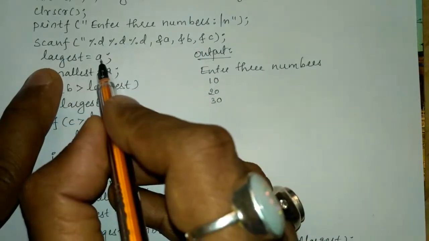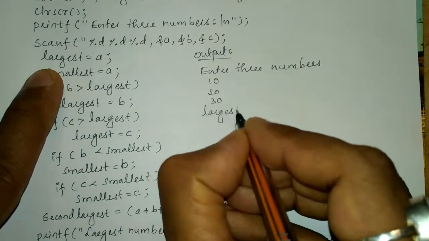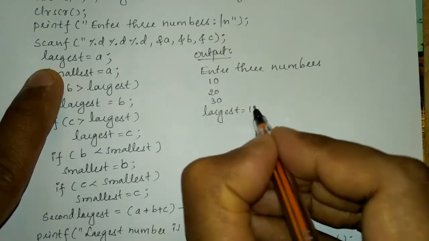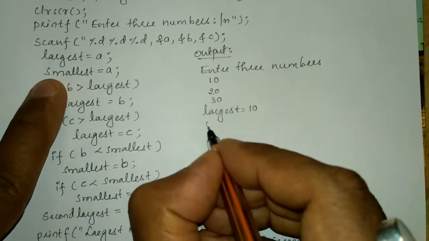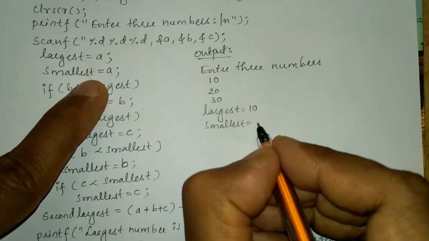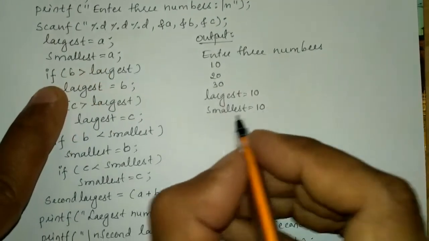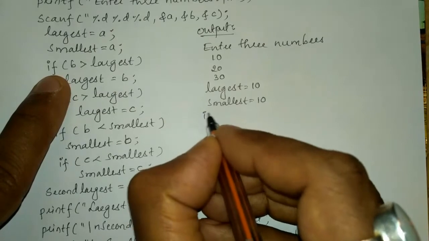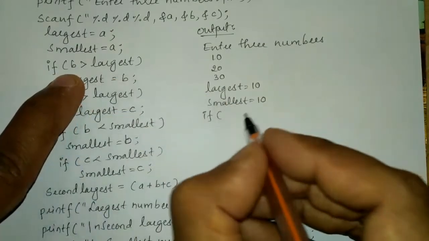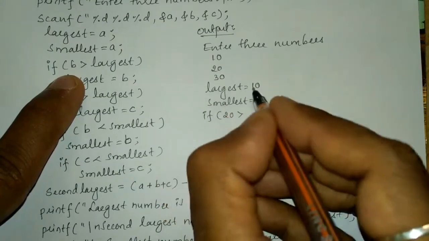Now A is equated to largest. So what will happen? Largest is equal to A. A is what? 10. Next, smallest is equated with value again A. So that is A is 10 only. Now we are going to check this condition. If B is greater than largest, what is B? 20. So 20 is greater than largest is what?